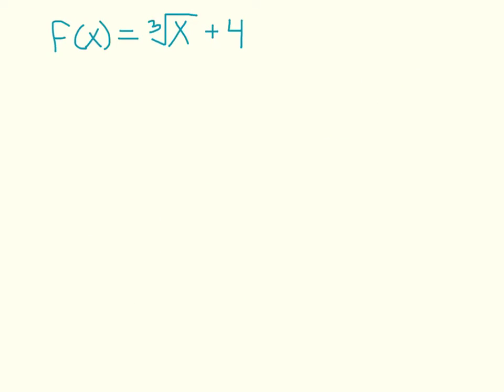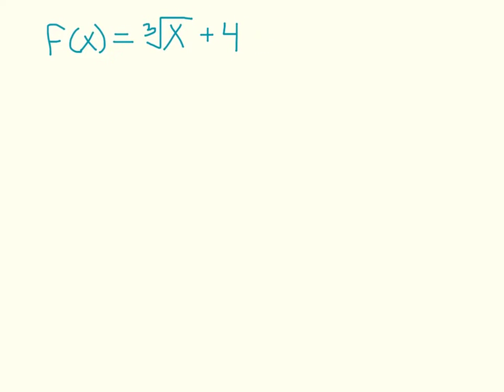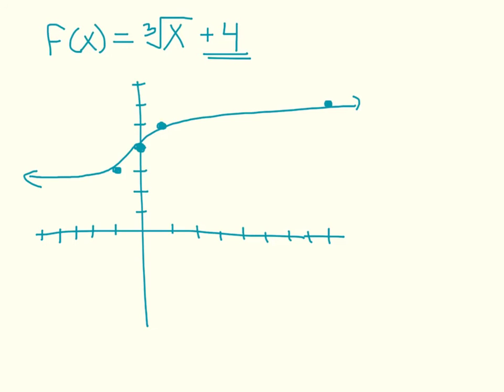Our next example is f of x equals the cubed root of x plus 4. So that's going to take our cubed root parent function and shift the entire thing up 4 units, and it will look like this. So it's just the S-curve that we drew before, but all of your points, 0, 0 went up 4, 1, 1 went up 4, and so on. Everything just shifted up 4 units.